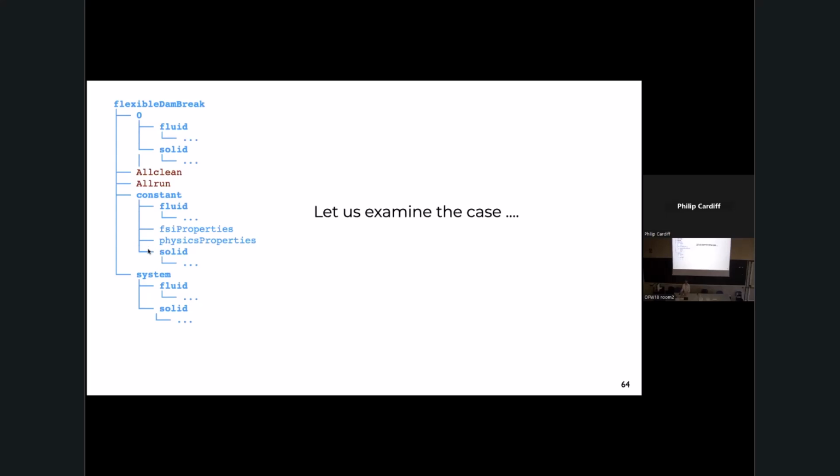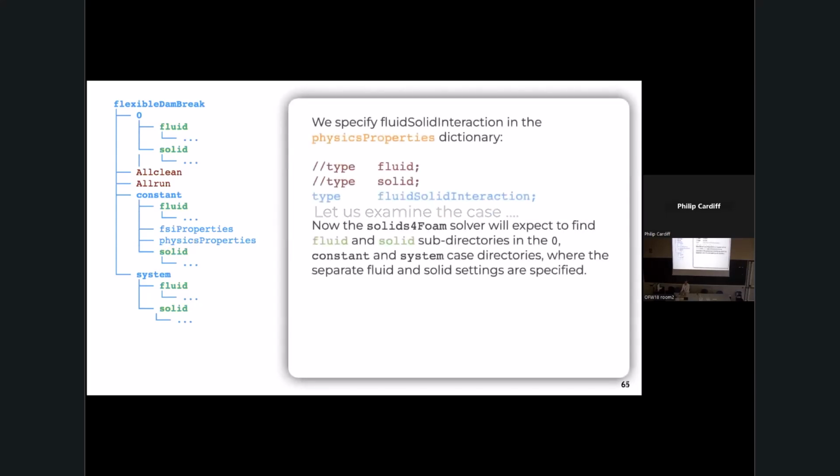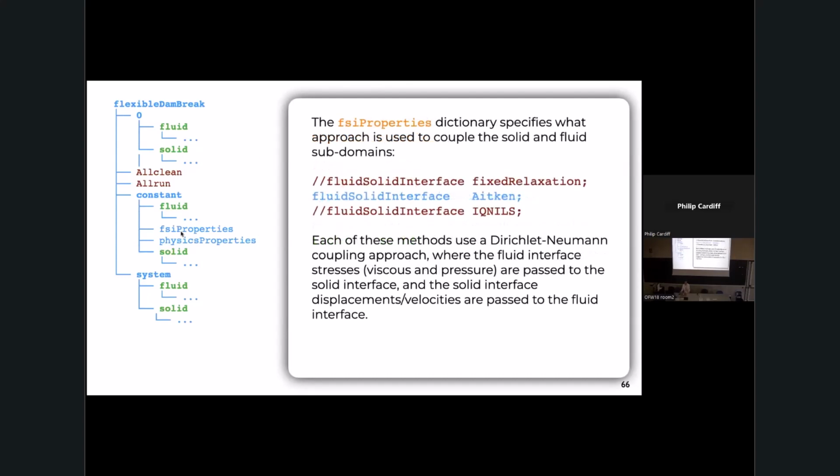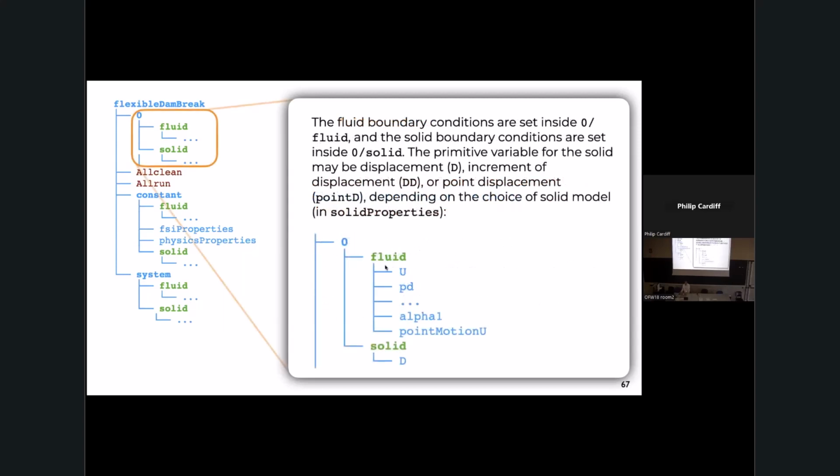But once again, when solids4foam runs, it will look for physicsProperties. That's the first thing it looks for. This time it's set to fsi, or fluid-solid interaction. Then it'll look for fsiProperties in this top level. That defines the coupling approach, like this Aitken or IQN-ILS method. And then it will expect these subdirectories. So for example, in the boundary conditions, you have zero/fluid. This is the dam break.